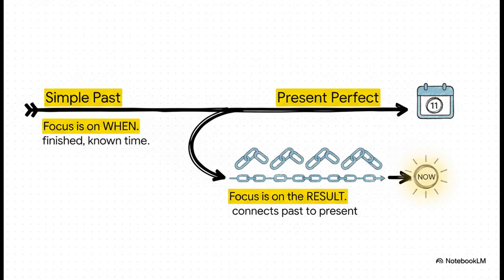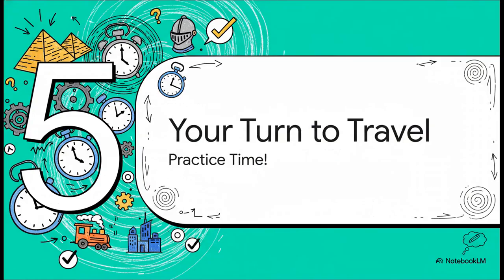If you say a specific, finished time, I'm talking about words like yesterday, last week, in 1999, you have to use the simple past. I went to the store yesterday. The time is finished. But if the time isn't specific or you're focused on the result, that's when you use the present perfect. I have been to that store before. See the difference?